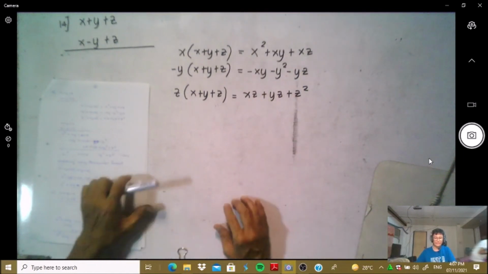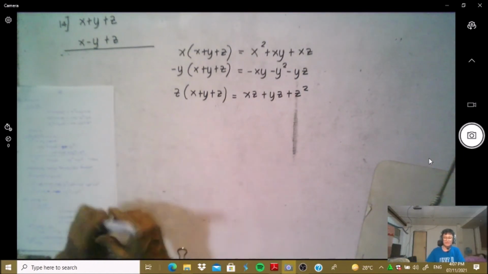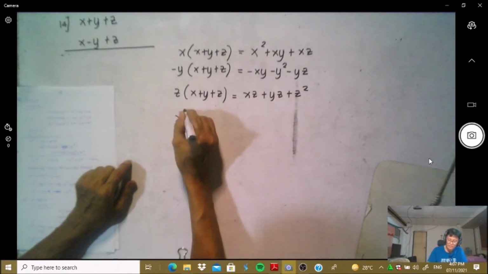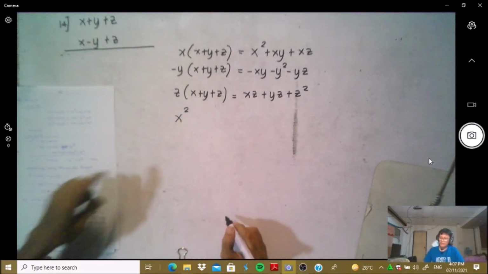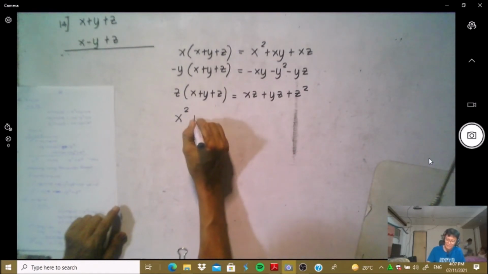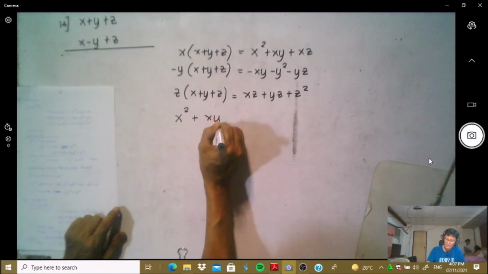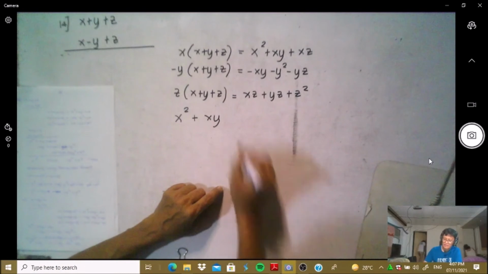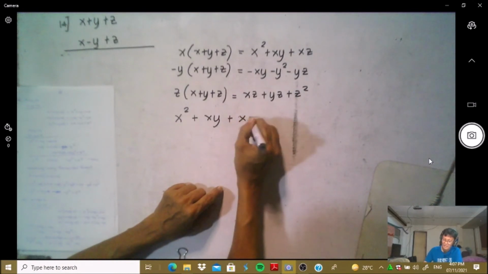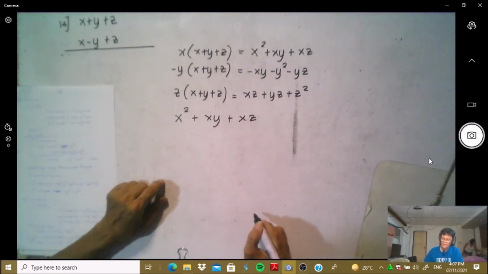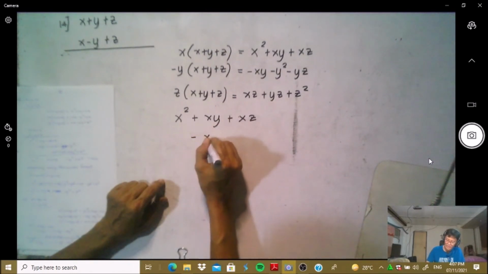What will be our first term? So I will just write it here. So we have x squared is first. Then what will be next? Should be x. Okay, but we do not have x, but we have xy. So we have plus xy. Then next will be xz. So we have plus xz. For our second answer, we have negative xy. So we have negative xy.